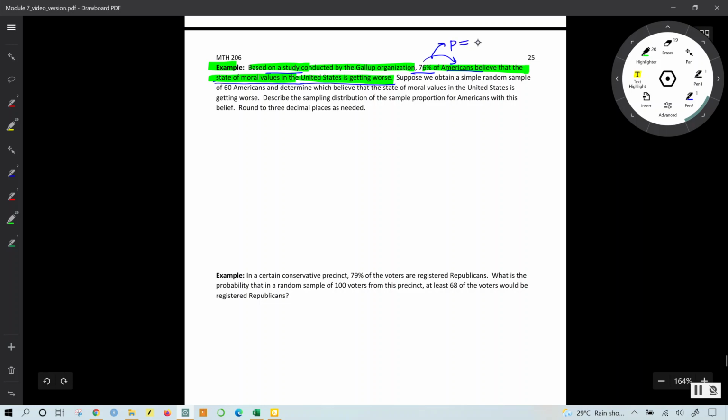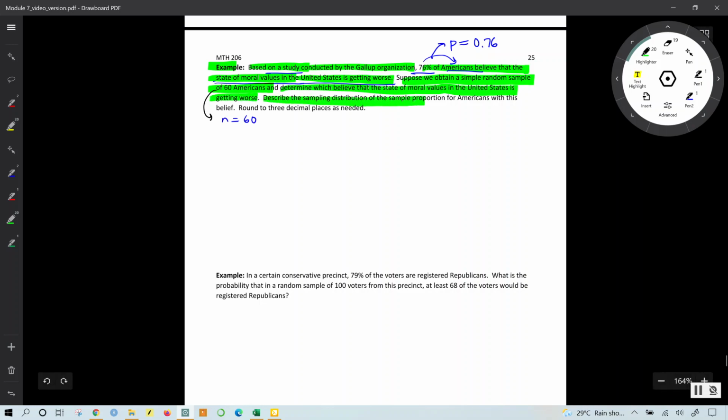In other words, we're interested in those Americans who believe that the state of moral values in the United States is getting worse. This is true in general. So the capital P here is 76%, same as 0.76. Now, we are told that suppose we obtain a simple random sample of 60 Americans, which means we are taking a sample size here of 60, and we would like to determine how many in this sample of 60 believe that the state of moral values in the United States is getting worse.